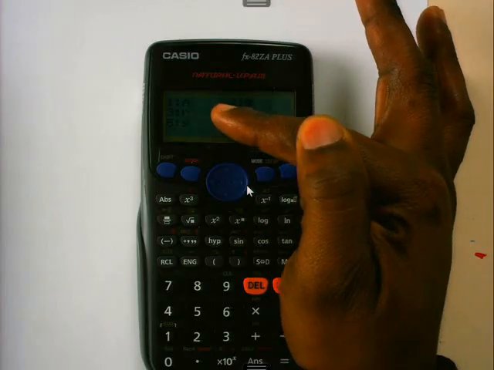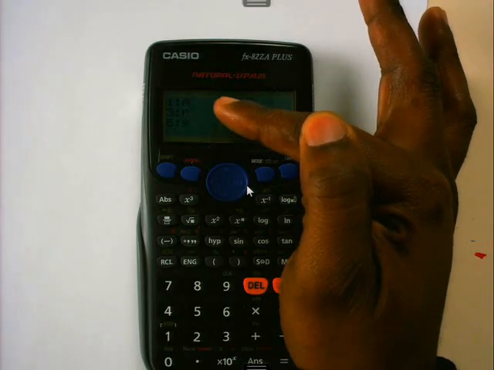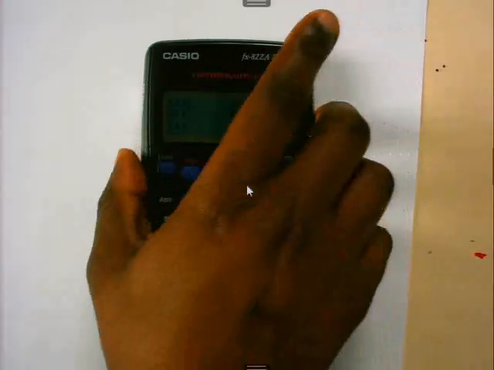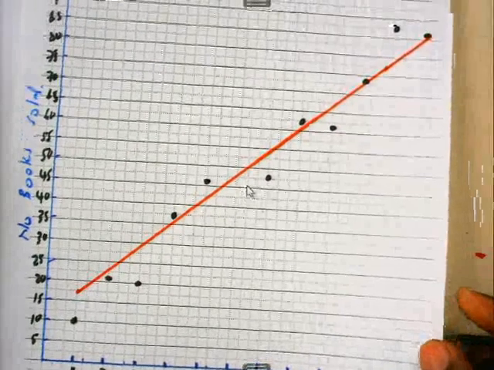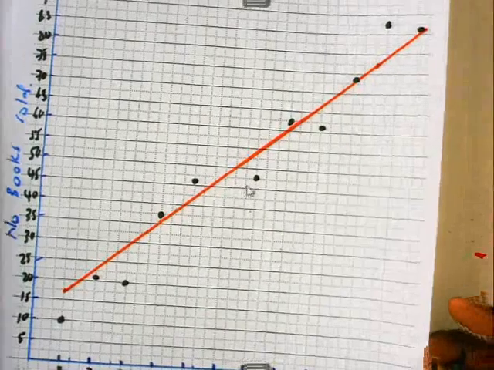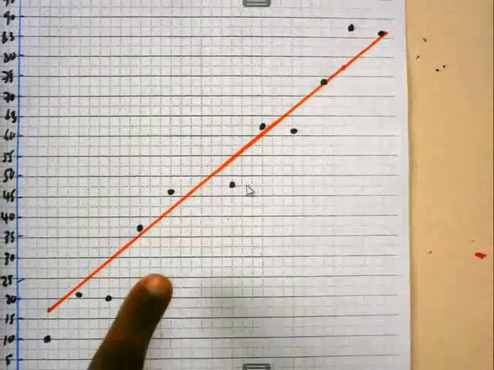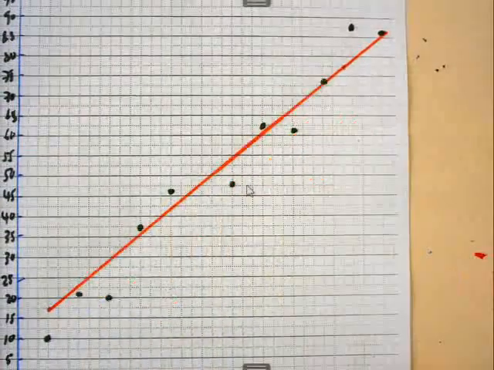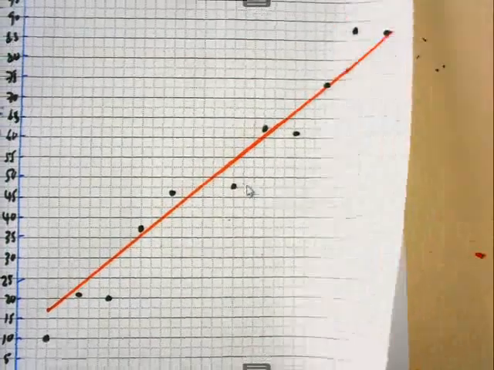R is the correlation coefficient. The R value tells us about the strength of the relationship. How strong or how weak is the relationship of our points? Look at our points. Do you see our points? Now R must explain the strength of our points here. How strong or how weak, or moderate, are our points?